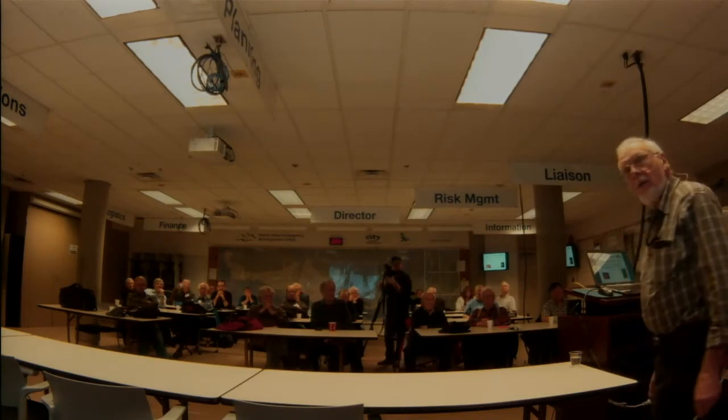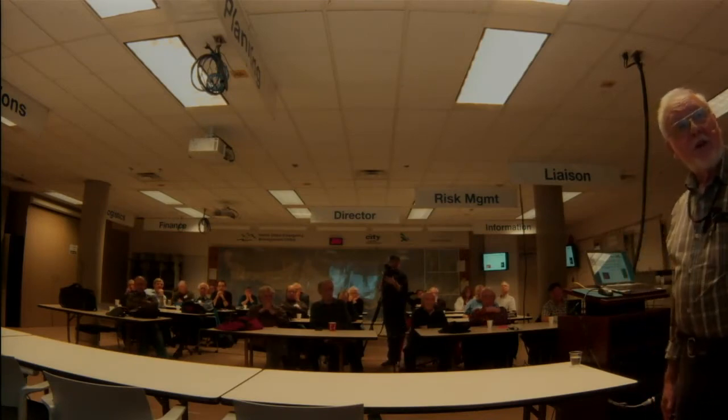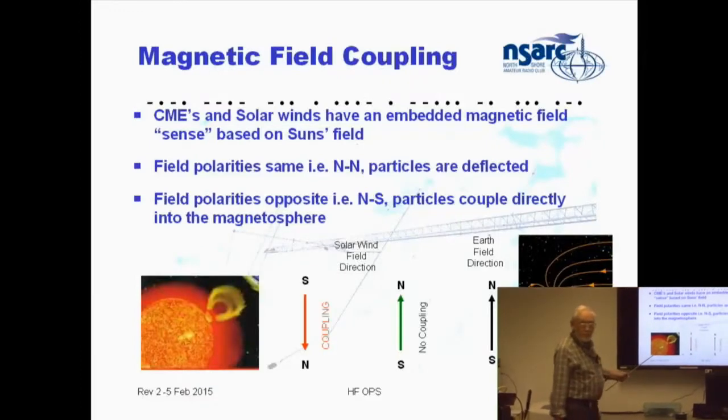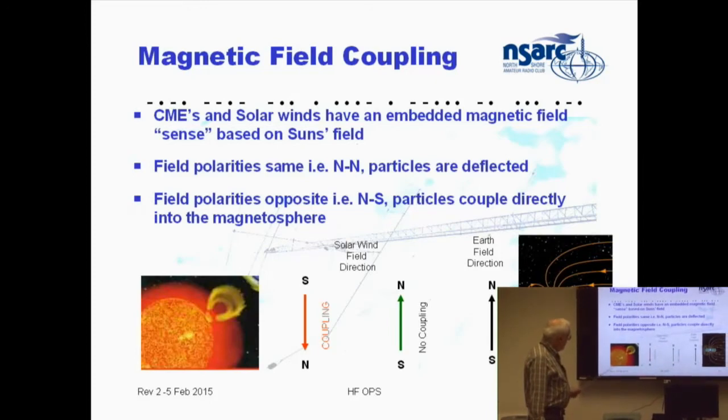Yeah. Anyhow, when we have things like the coronal mass ejections, which is one of these things here that's blown off the surface of the sun, it has a magnetic field.